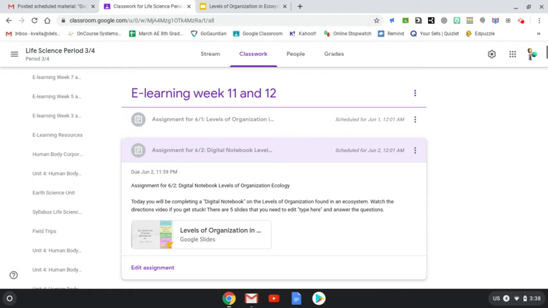Today's assignment is called the Digital Notebook on the Levels of Organization in Ecology. Today you will be completing this digital notebook on the levels of organization found in an ecosystem. Watch the directions video, which is what you're listening to right now, if you get stuck. There are 5 slides in total, and I'm going to show you right now how to go through and do this activity.